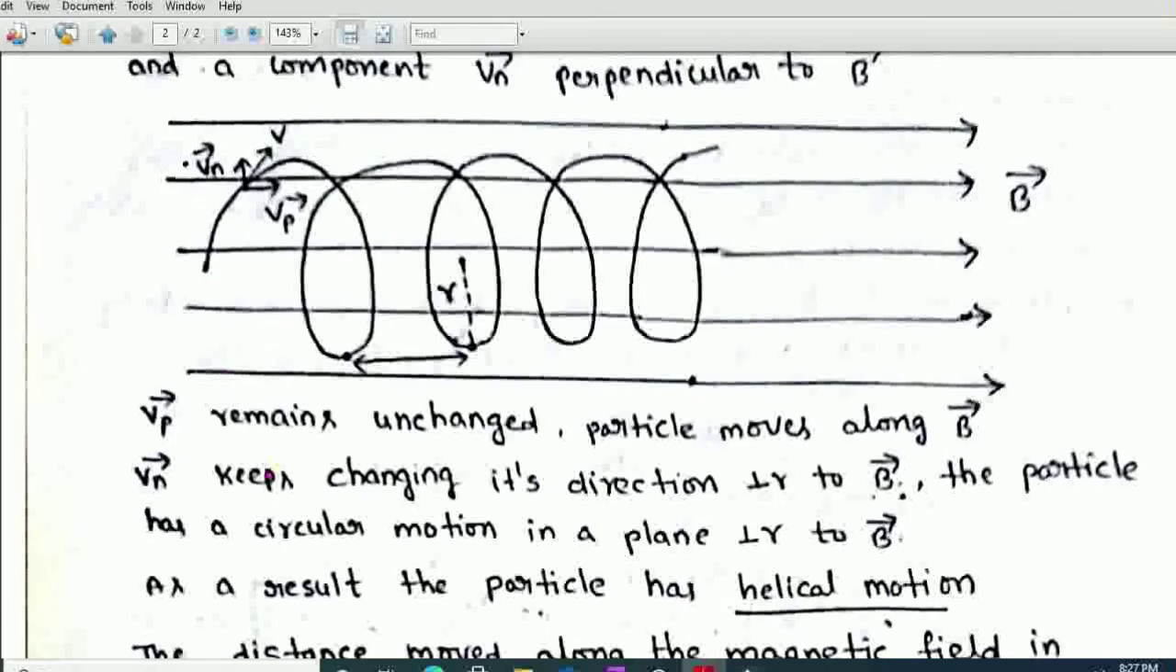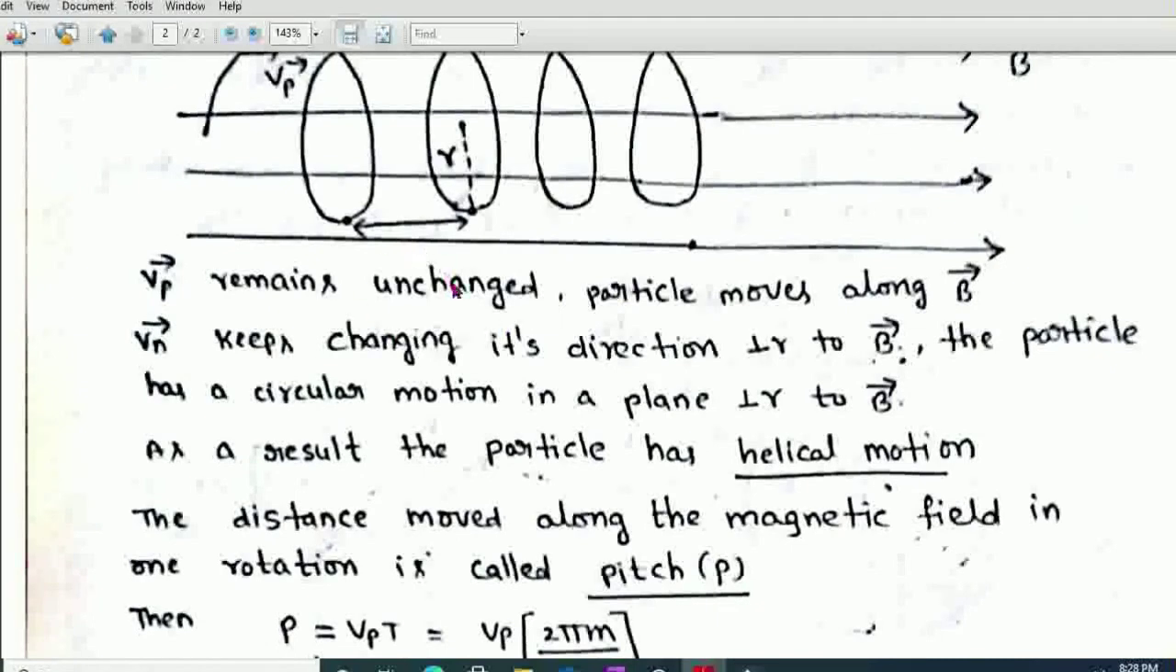That means the Vn bar direction keeps changing, perpendicular to the magnetic field. So the particle has a circular motion in a plane perpendicular to magnetic field. Due to one component, it moves straight in the direction of magnetic field. Due to the Vn bar component, it moves in the circular path. That's why, as a result, the path of the charged particle becomes a helical path. That means the motion of the particle is helical motion. This is called helical path.